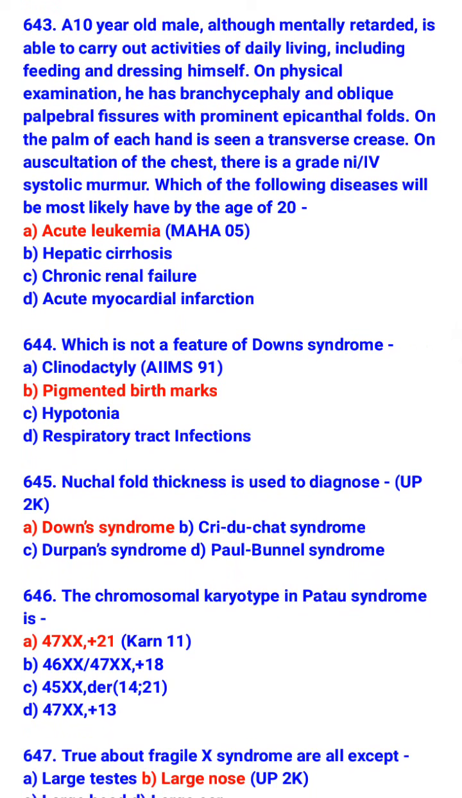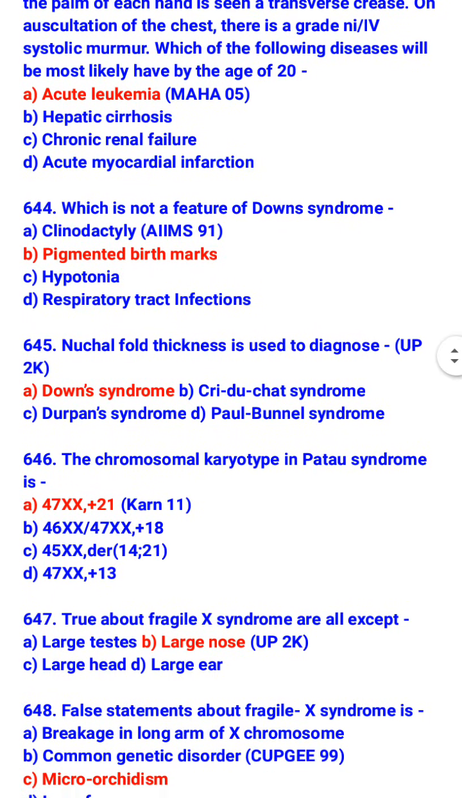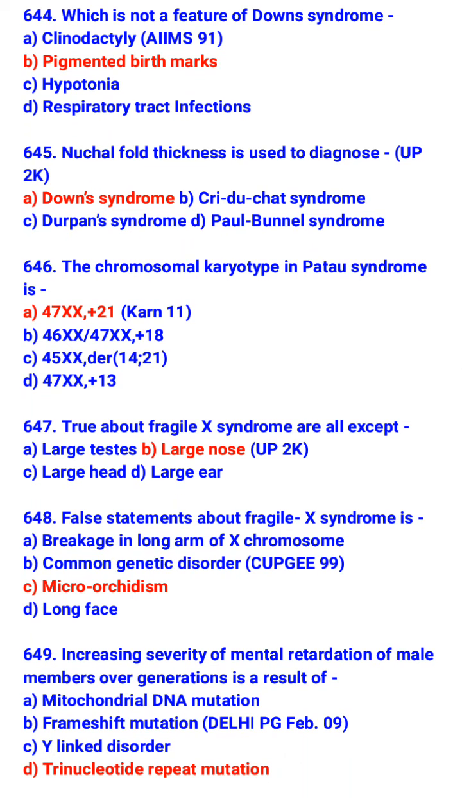Which is not a feature of Down syndrome? Pigmented birthmark is not a feature. The features are clinodactyly, hypotonia, and respiratory tract infection. Nuchal fold thickness is used to diagnose Down syndrome. The chromosomal karyotype in Down syndrome is 47XX plus 21.